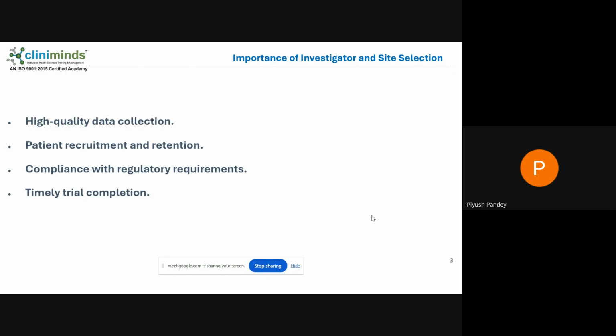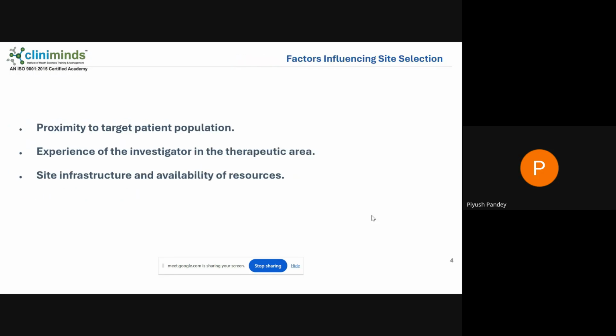Then compliance with the regulatory requirement. We select the sites and investigators who are not barred by the regulatory authorities, and sites that have their institutional ethics committee, registered with the CDSCO. Then timely trial completion, based on a high quality investigator and site. The data entries are done on time, the data queries are resolved by the site team on time, and we get all the kind of support from the sites. So this is the importance of investigator and site selection. That is why we put a lot of effort into finding the right investigator and site.